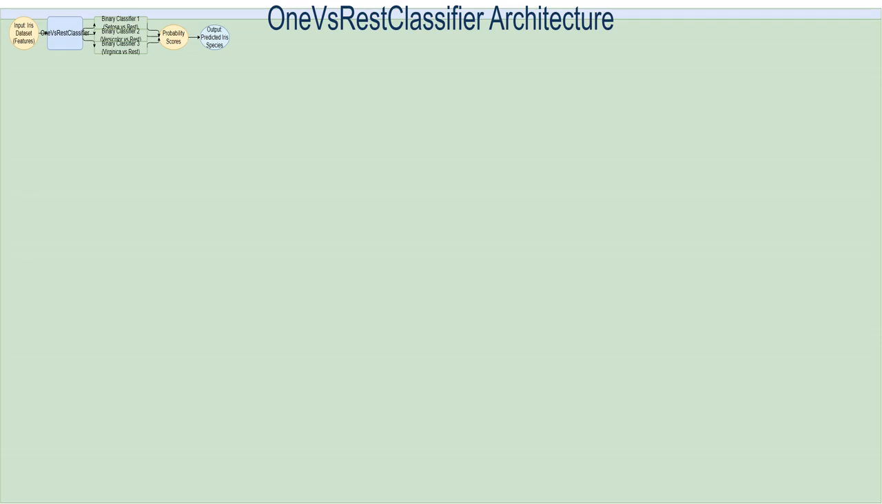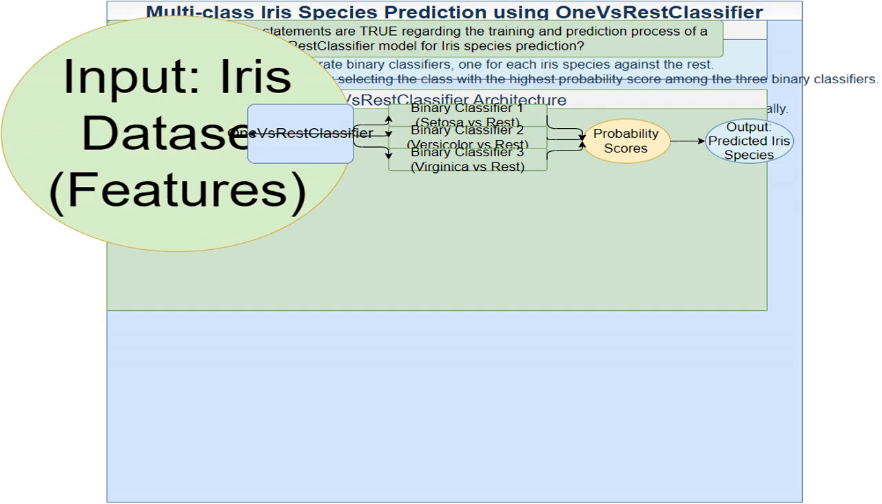Okay, let's dive into the heart of this multi-class classification problem. This row represents the core machine learning model we're using, the 1vsRestClassifier. It's a powerful tool for tackling problems where we have more than two possible outcomes, like predicting iris species. This is where our journey begins.